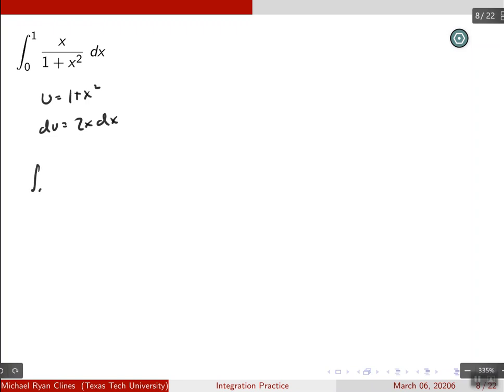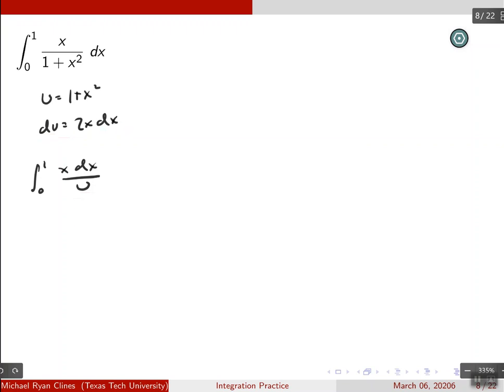So this goes from the integral from 0 to 1 of x dx over u. But the thing is, I have an x dx in the numerator and a u in the denominator. I don't want to be evaluating this integral with respect to x. I need to be evaluating it with respect to u. So I have to figure out a way to get this du inside this integral. This is how we're going to do it.